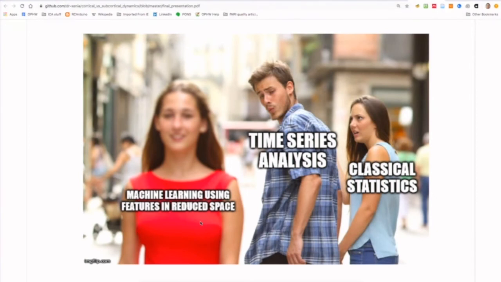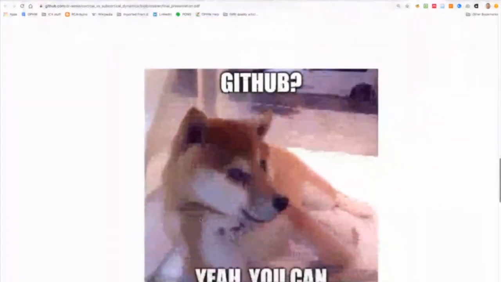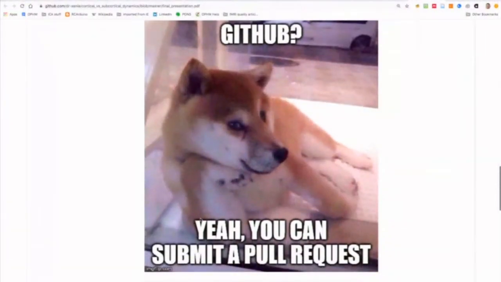I forced everyone from our board to create a meme, whether they liked it or not. So that's my meme. We were interested in time series analysis, and we started with classical statistics, but we got interested in machine learning using weird features in some kind of weird reduced space. That's what we got interested in. You're next.